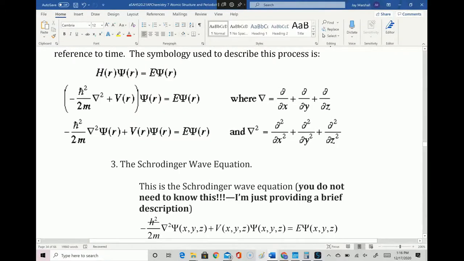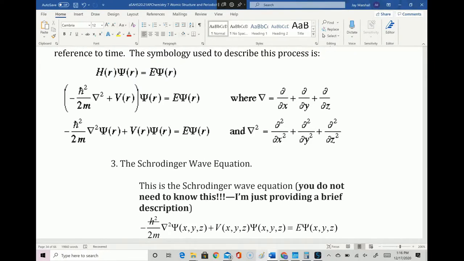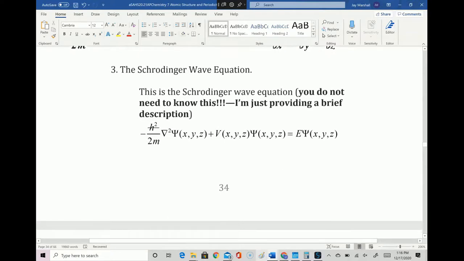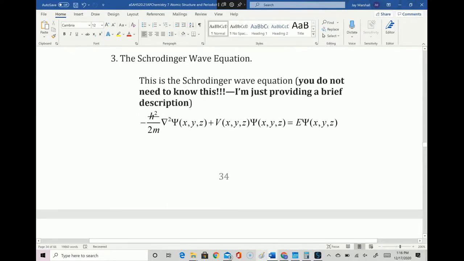Okay. So this is the Schrodinger wave equation. You don't need to know this. I'm just providing a brief description. We've got this term plus this term equals this term. And in this case, what do you think E equals? Energy. That's going to equal energy. Okay. And it looks like it equals some kind of total energy, right? There's things that I'm adding together to get this total energy.